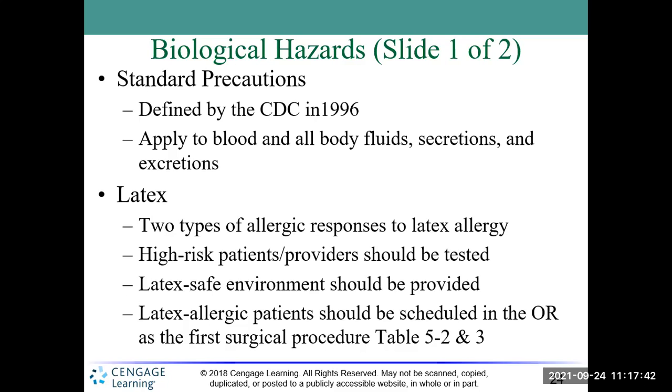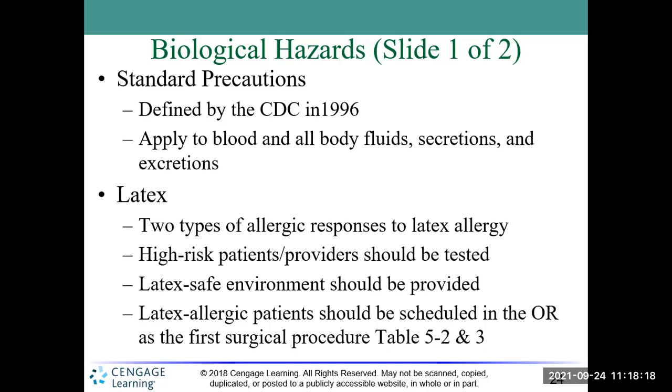Standard precautions, so these are your typical precautions defined by the CDC. It applies to all blood and body fluid secretions and excretions. You're doing this on a regular basis, making sure you are in your scrubs, foot covers, hair covers, gowns and gloves, mask, and eye covers. These standard precautions are very important, and we'll get into PPE a little bit more in a moment.